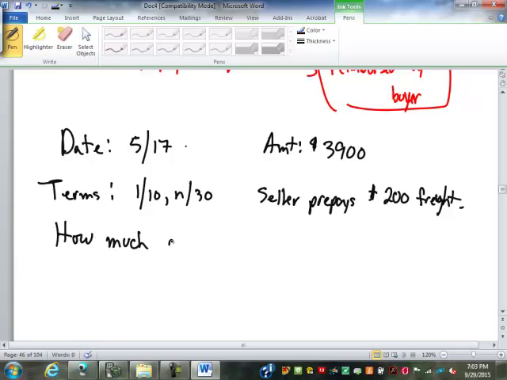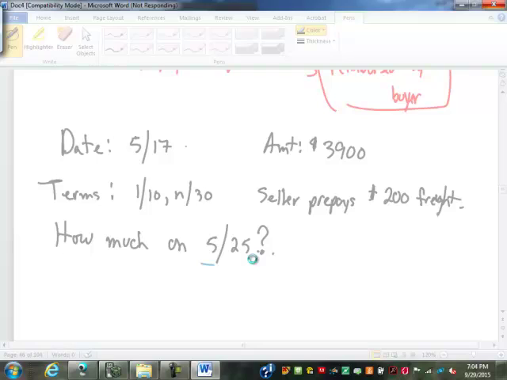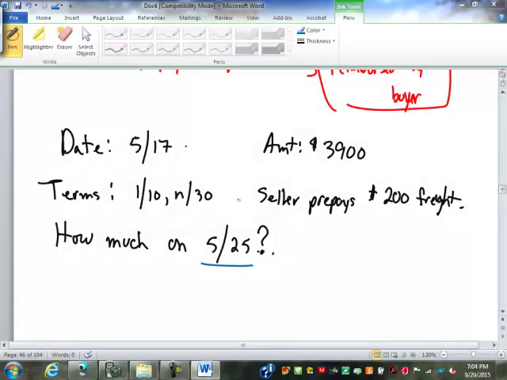How much is paid if paid on May 25th? Now, did they get the discount? I'm not going to draw out the timeline. Is May 25th in the discount period? Yeah, it's within 10 days of May 17th. So they get a 1% discount.